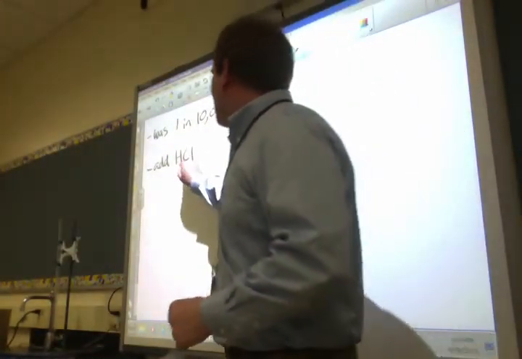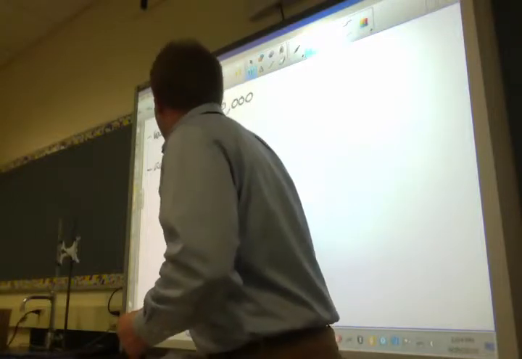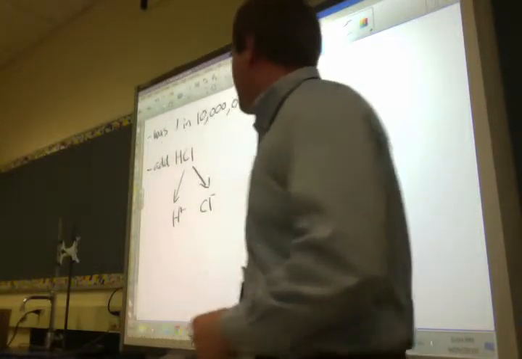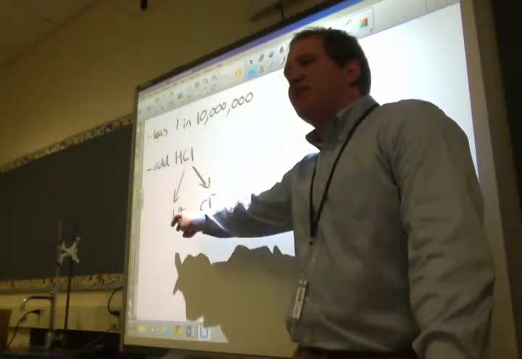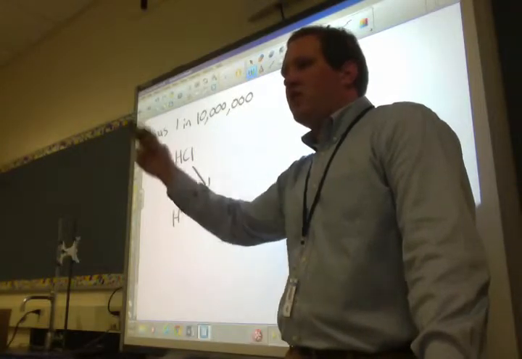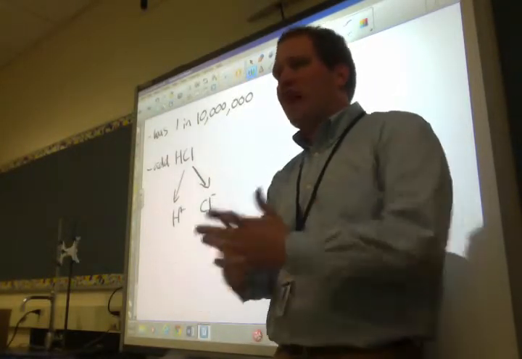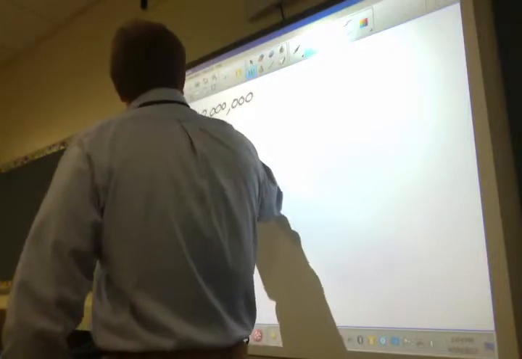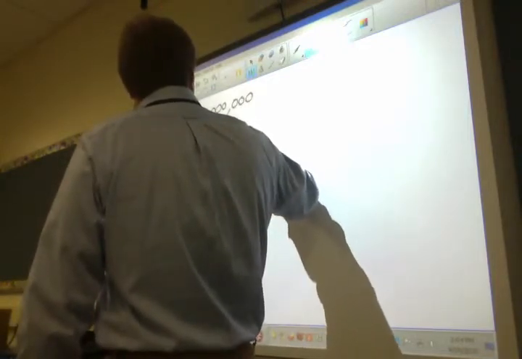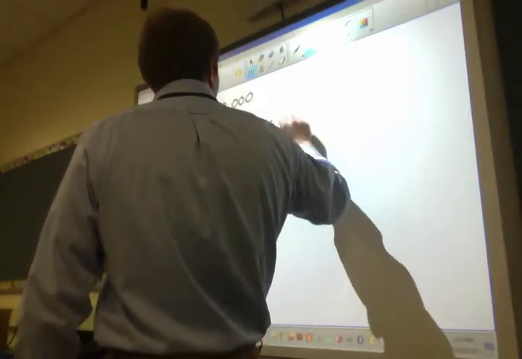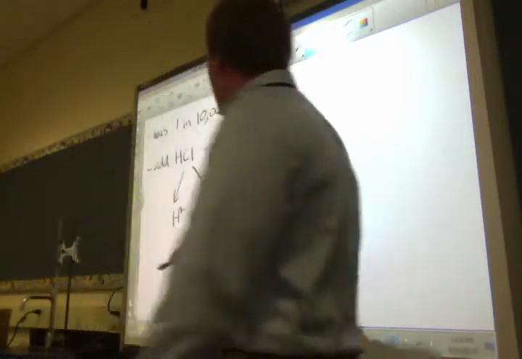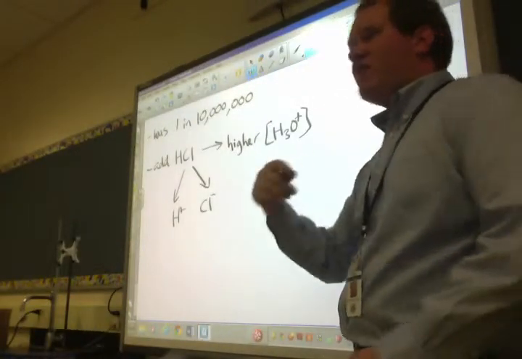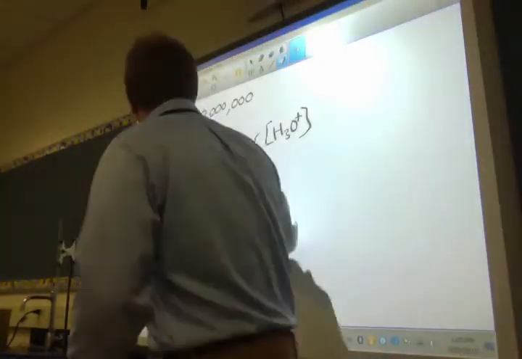Because remember, this is going to split up into H plus and Cl minus. What's that H plus going to do when it gets in water? It's going to find a water, latch on, and make hydronium. So this means a higher concentration of H3O plus. And in this example, let's say you put in enough that the acidity increases by 1,000 times.